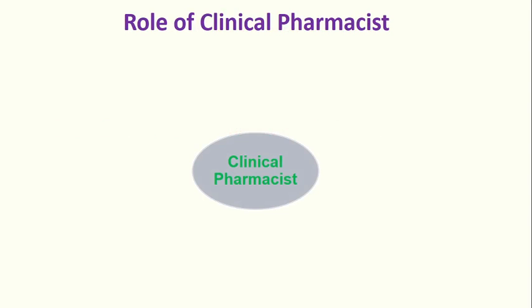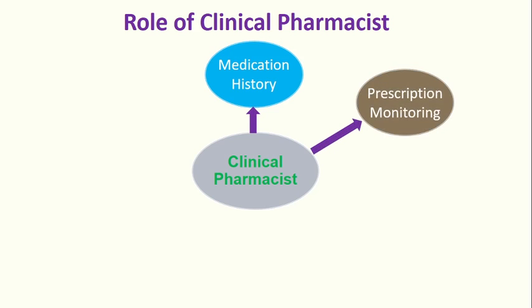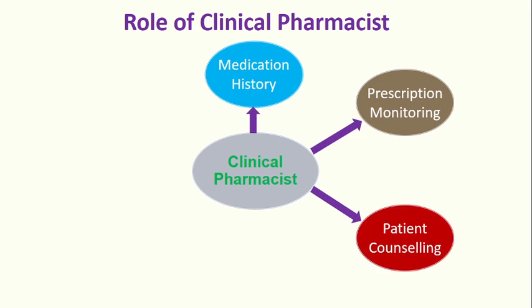Here we will see the role of the clinical pharmacist. So here we will see the overview. The first is medication history. The pharmacist will prepare the case history or the medication history of that particular patient. Also the role with prescription monitoring, which is a very important role. Next, patient counseling, for providing the information related to the prescribed drugs to the patient.